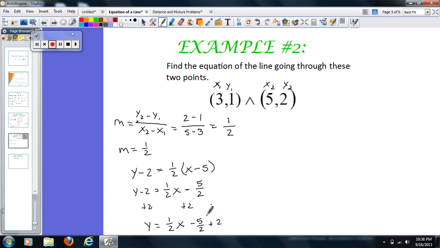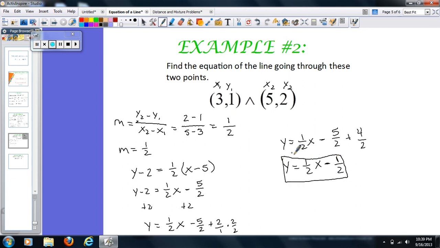In order to add these, we're going to have to make it a fraction. So I'm going to put it over 1, multiply it by 2 over 2. And I'm going to get y equals 1/2 x minus 5 over 2 plus 2 over 2 times 2 is 4 over 2 times 1 is 2. And now we can go ahead and combine the fractions. So you get y equals 1/2 x. Minus 5 plus 4 is going to be minus 1, and we keep the denominator the same. So that gives us y equals 1/2 x minus 1/2. And that's how we do example number 2.